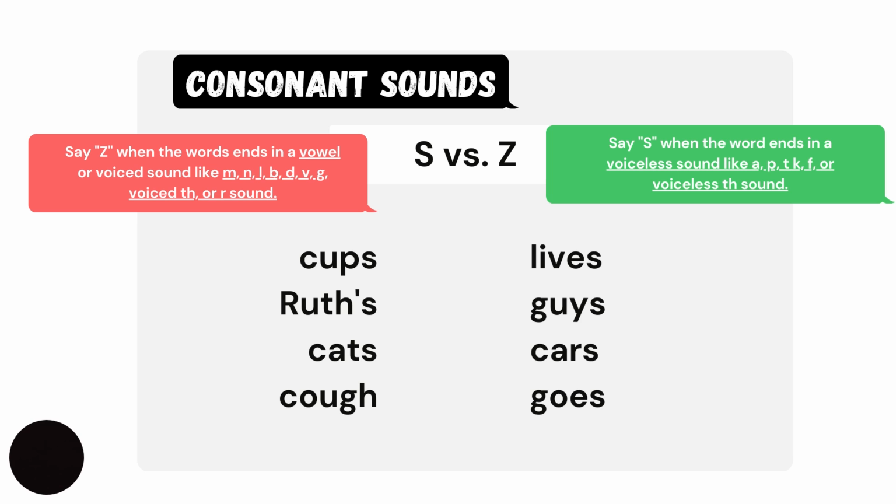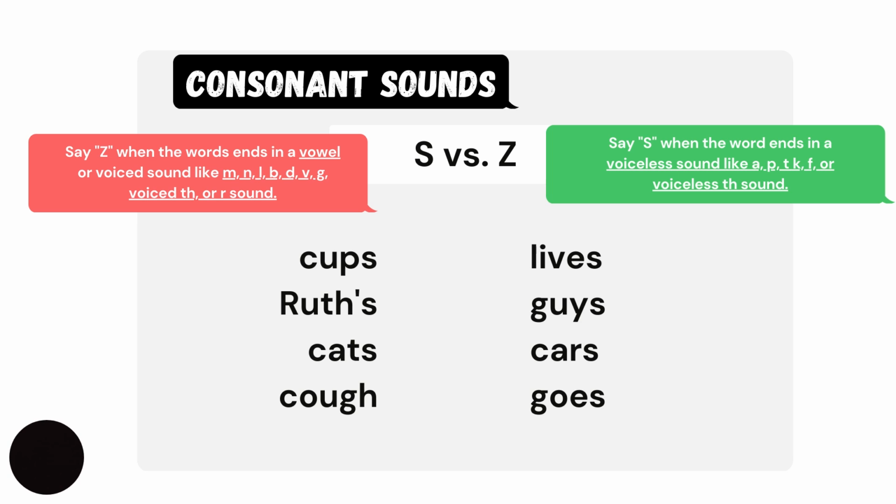So in pronouncing these sounds in a word, we actually follow rules. So when do we pronounce the word S and Z? I'm sorry, I placed the explanation on the wrong side, but let's go first with letter S. We say S when the word ends in a voiceless sound. When we say voiceless, these are the examples: we have the P, T, K, F, and TH sound.